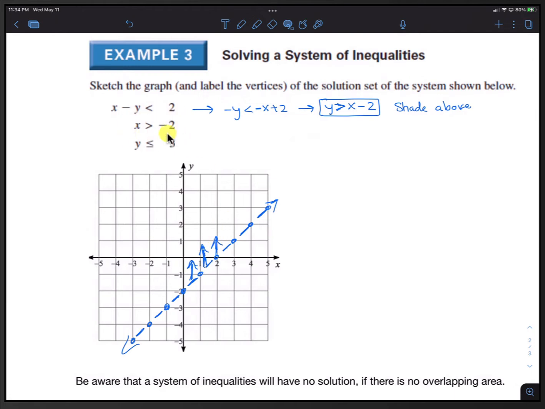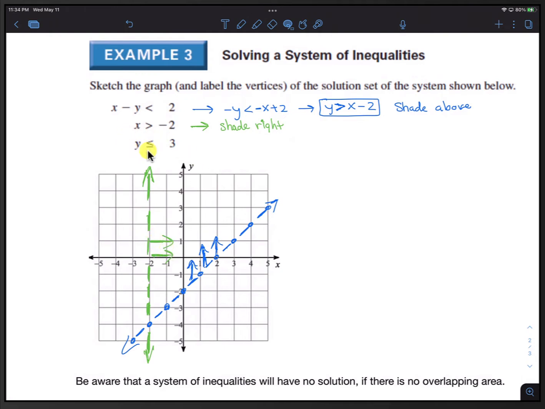All right, let's go to the second inequality. We have x is greater than negative 2. First, we recognize that if x is equal to negative 2, it's a vertical line. So what does it mean for x to be greater than negative 2? It means everything to the right of that vertical line. So anything to the right of the vertical at negative 2 will be greater than negative 2. So let's go ahead and graph that line. It's going to be a vertical line going through negative 2, and we're going to be shading to the right of this vertical line.